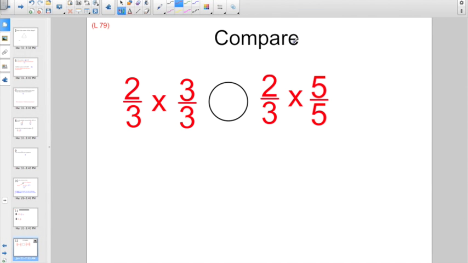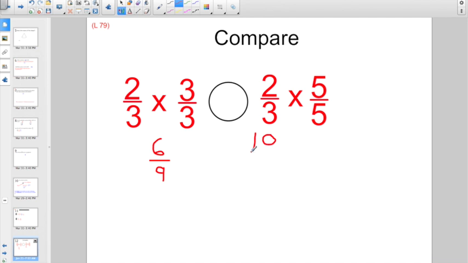Here we have to go and compare, and I was kind of amazed how many people struggled with this one on the last test. So if you don't catch it right now, multiply it out. 2 times 3, that's 6. 3 times 3, that's 9. Take a look at the other side. 2 times 5, that's 10.